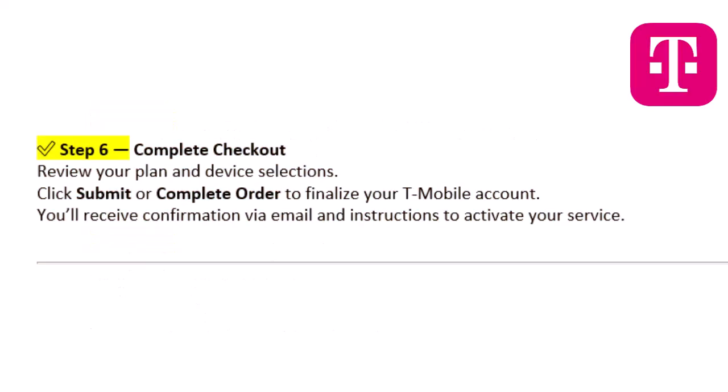Step 6. Complete checkout. Review your plan and device selections. Click Submit or Complete Order to finalize your T-Mobile account. Once your order is confirmed, your account is ready to use immediately, and you can manage it directly online.